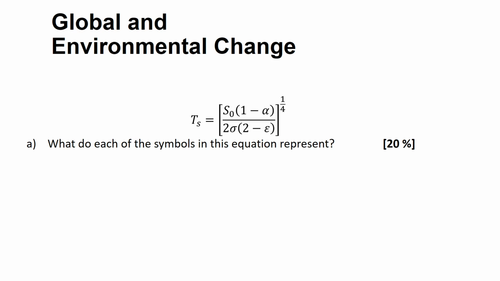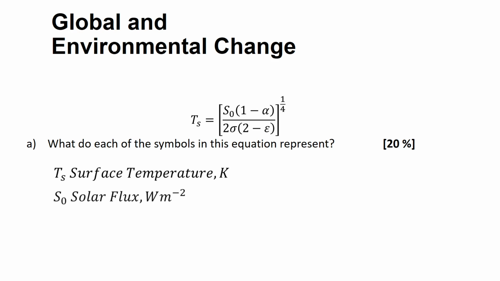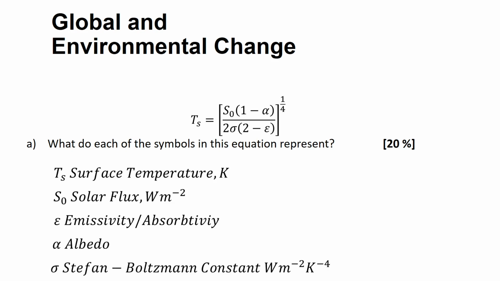This is fairly straightforward stuff that hopefully will have been repeated a lot in the lectures. So T_S is the surface temperature. When saying what all of these things represent, as well as giving the thing that it represents, it's also a good idea to give the units which it might be in. So we've got the surface temperature, the solar flux, the emissivity or absorptivity with the epsilon symbol, alpha is the albedo, and sigma is the Stefan-Boltzmann constant. Okay, so that's the stuff that would have got you most of the marks for this question.